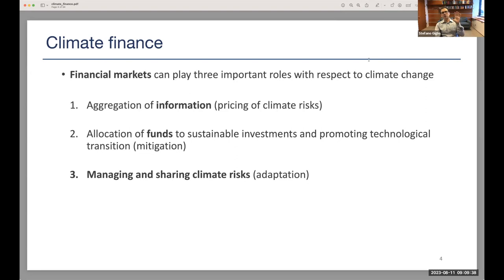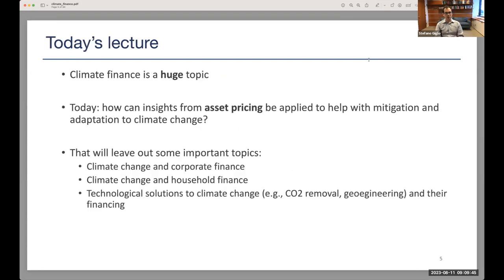Okay, so this is just an introduction to why, in finance, we're thinking about climate risk, which is because we think financial markets can be important. Now, in an ideal world, I would have much more time and I would tell you more about the entire field of climate finance. It's a huge topic. It's been growing very fast. And I can't cover it all in 3 hours. So my goal today is to focus on one aspect, which is more related to the macrofinance side, which is how can the insights from asset pricing be applied to think about these topics?